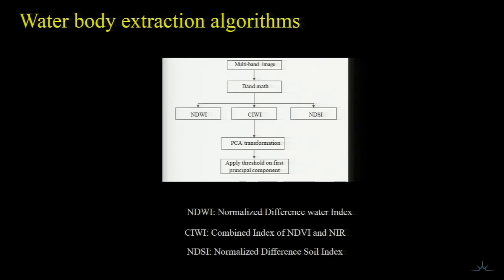And then from those three indices, we do a PCA transformation, which is a principal component analysis transformation. The PCA will generate the first principal component, which can use all the information provided by the three water indices.